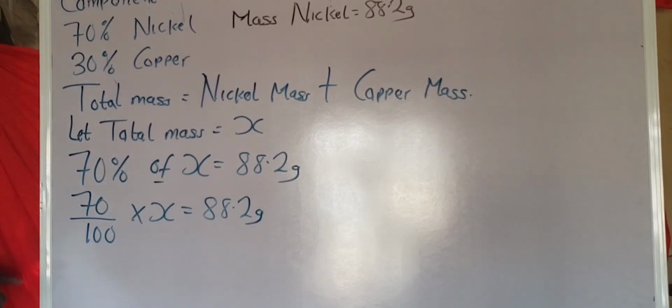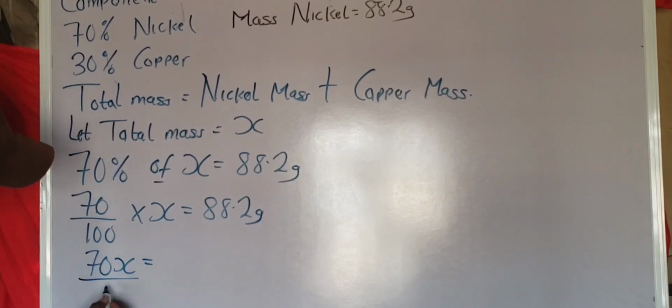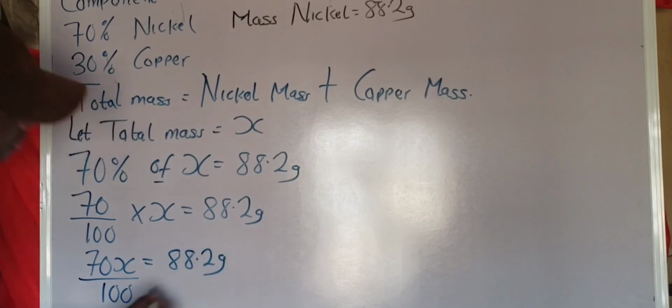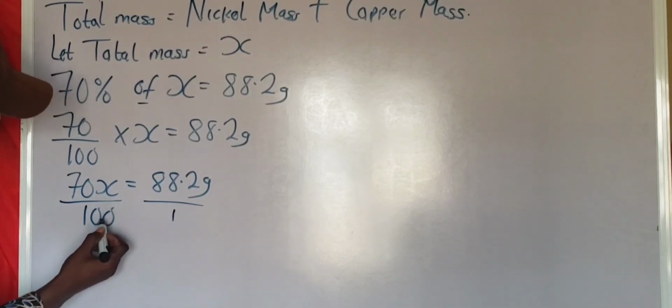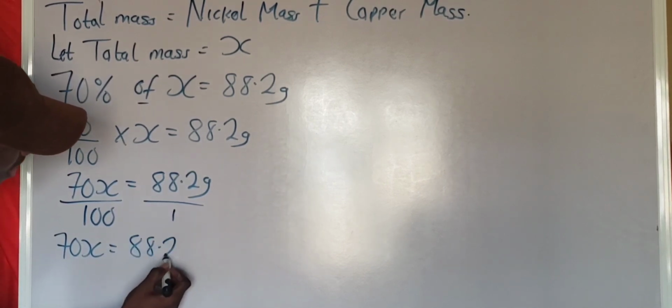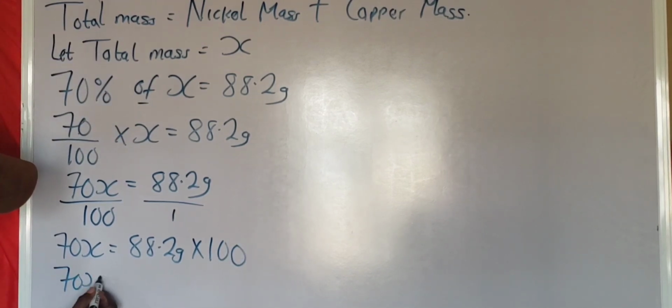Now 70 multiplied by x is 70x. Let's do it step by step: 70x over 100 is equal to 88.2 grams. I'm very sure you understand to this point. The next step is to cross multiply. So I have 70x equal to 88.2 grams multiplied by 100.